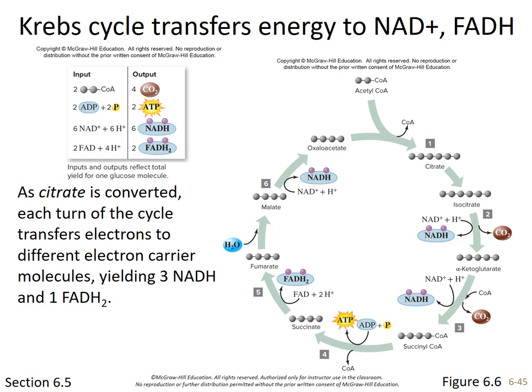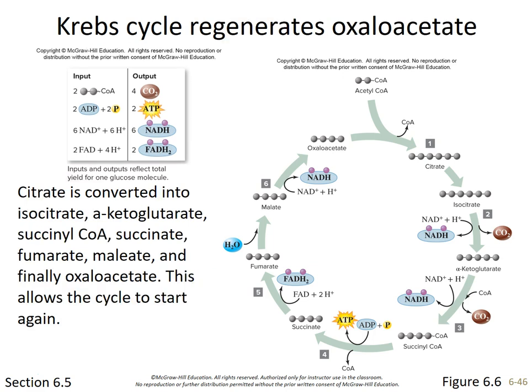3 NADH and 1 FADH2. Citrate is converted into isocitrate, alpha-ketoglutarate, succinyl-CoA, fumarate, malate, and then oxaloacetate. This allows the cycle to start again.